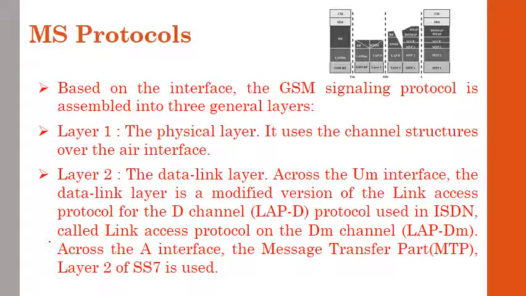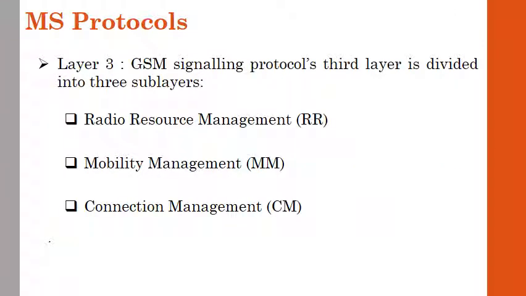Across the A interface, the message transfer part layer 2 of SS7 is used. SS7 is Signaling System number 7. This is used for telephone calls in most of the world using the landlines, that is the public switched telephone network. In the MS protocol, layer 3 is subdivided into 3 layers: radio resource management, mobility management, and connection management. We will see all 3 one by one.